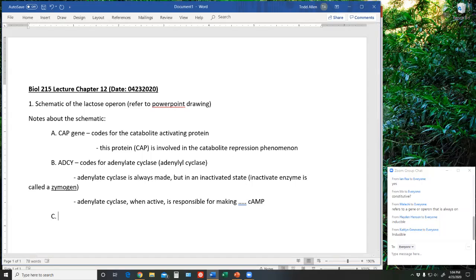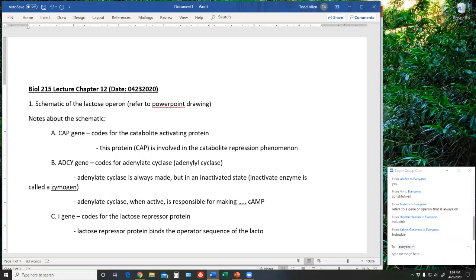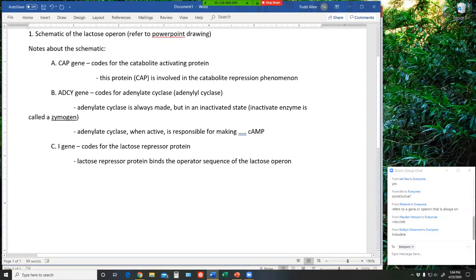Next, the I gene. Okay, the I gene. Let me write gene up here for ADCY as well. Okay, the I gene, this codes for the lactose repressor protein. And as we mentioned, it's always on. It's a constitutive gene. And what's important for you to appreciate is that the lactose repressor protein's binding target is the operator of the lactose operon. The lactose repressor protein binds the operator sequence of the lactose operon. Okay, so its binding target is the O sequence that we put in your schematic. It binds the operator.